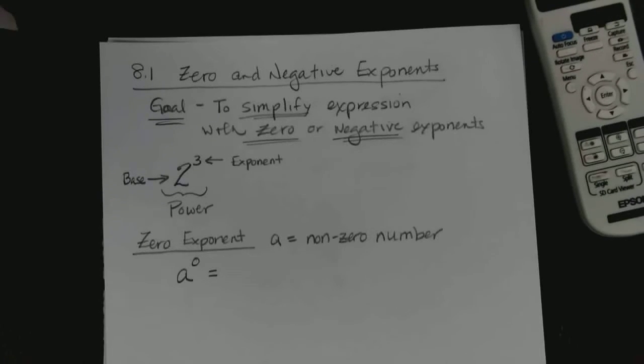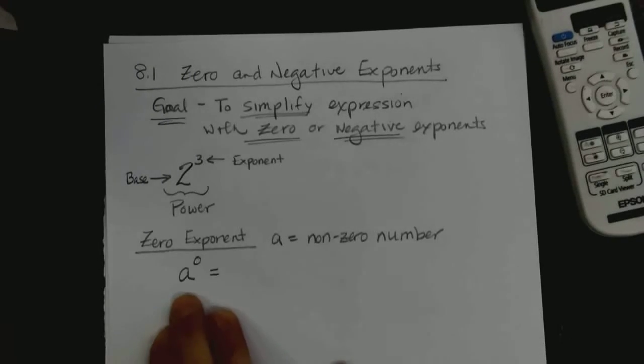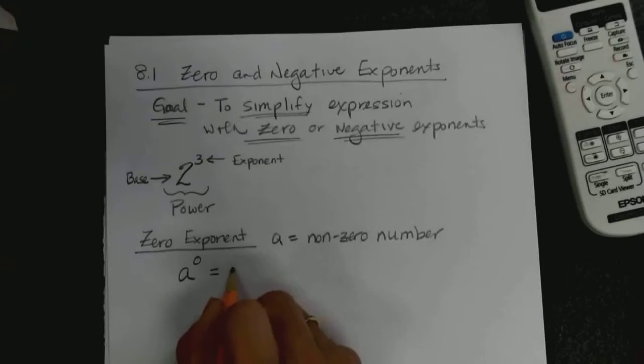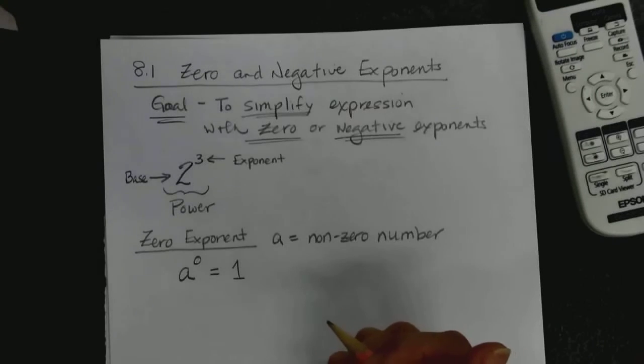So using that same pattern, I'm going to take away another one. So 2 to the 0 power. What did we just do? We took the previous and divided by 2, right? What's 2 divided by 2? 1. Okay? So this says any number to the 0 power, your answer is 1.